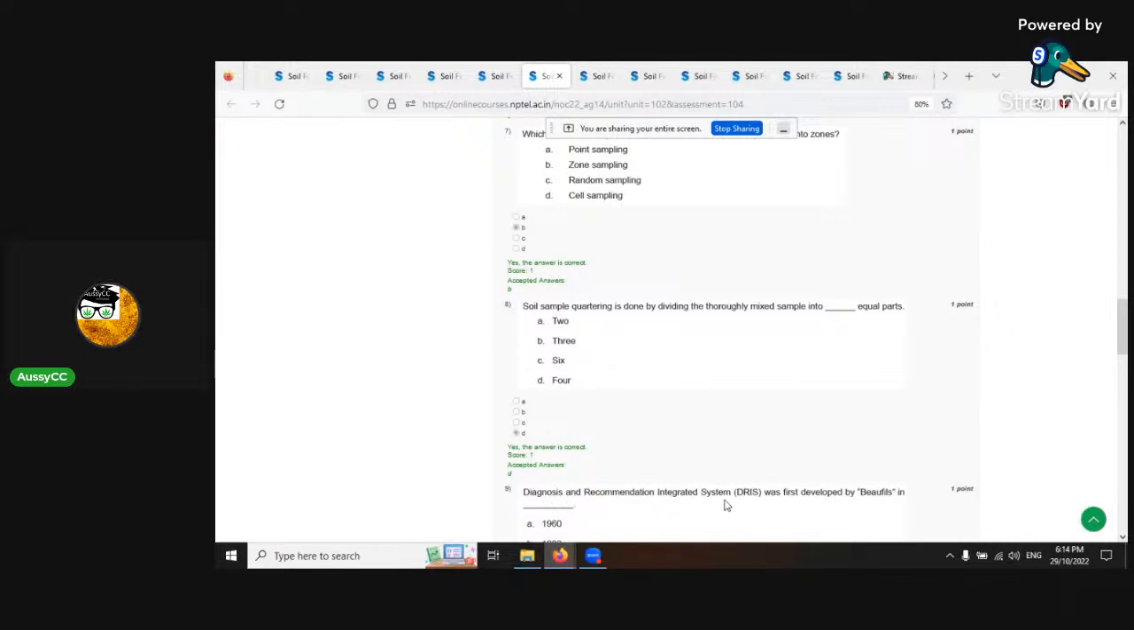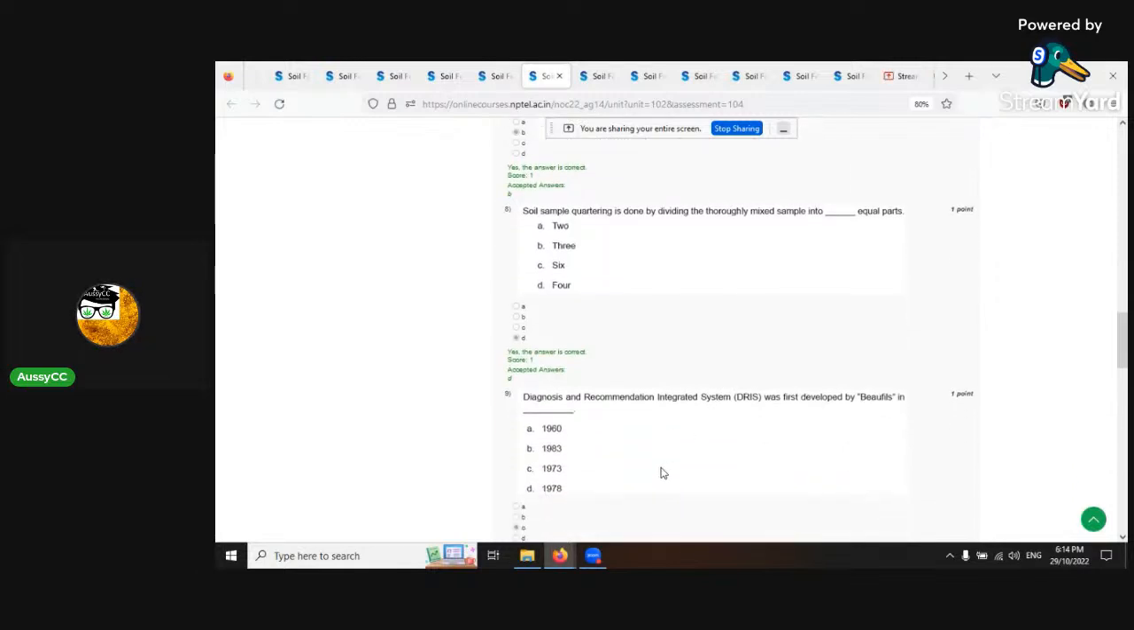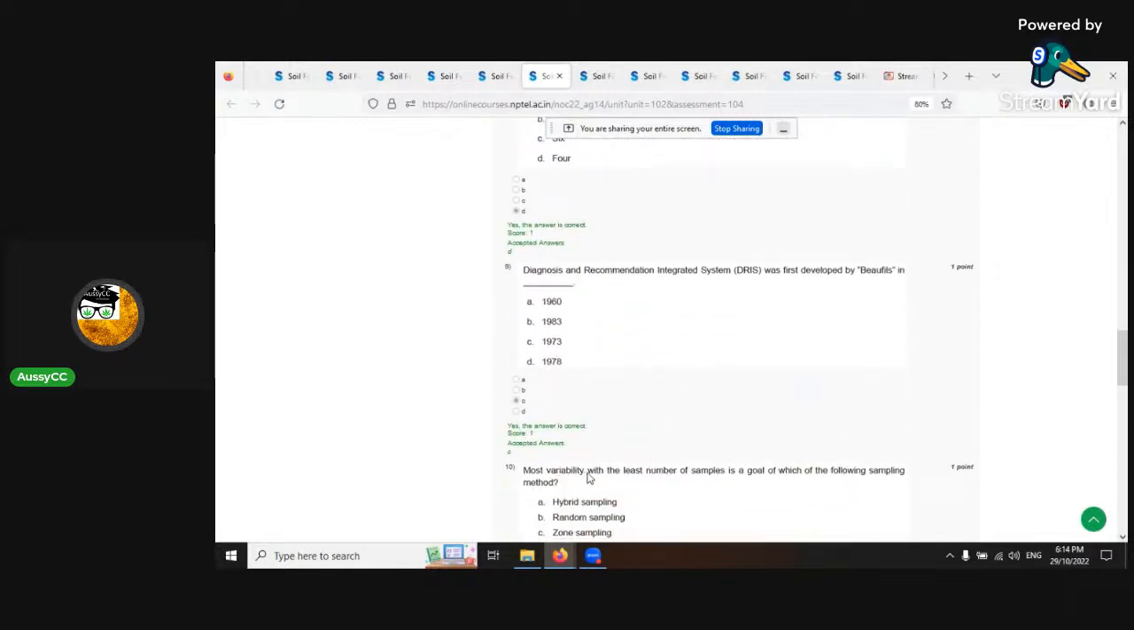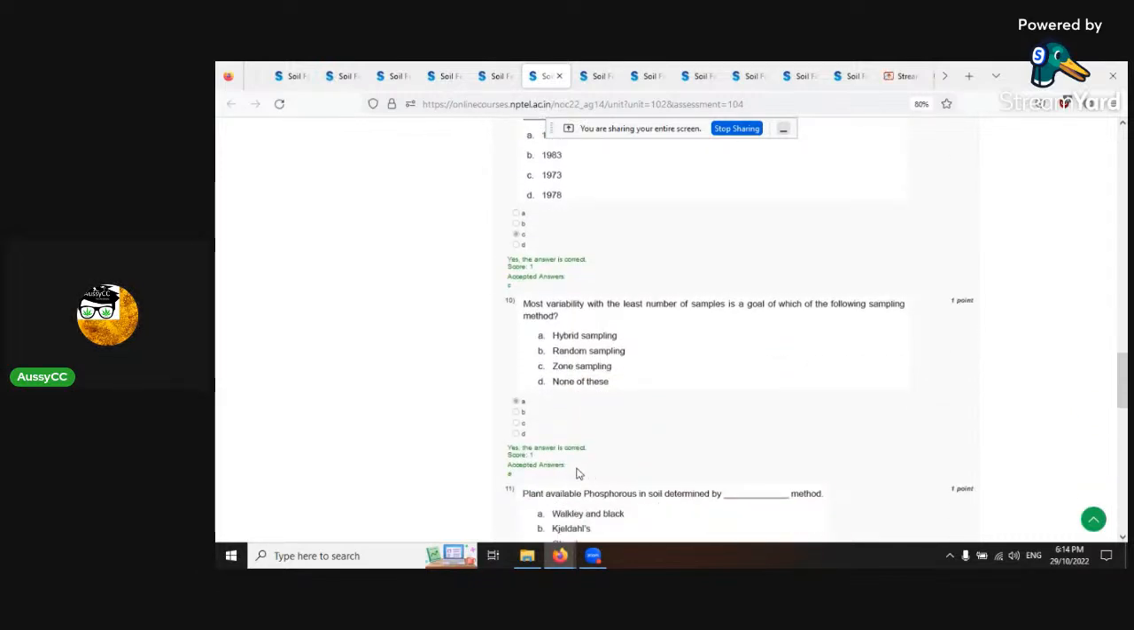Diagnosis of recommendations integral systems, DRIS, when was it formed? In 73. Most variability with the least number of samples is a goal of which of the following samples? Hybrid sampling. Plant available phosphorus in soil is determined by which method? It's Kjeldahl's.